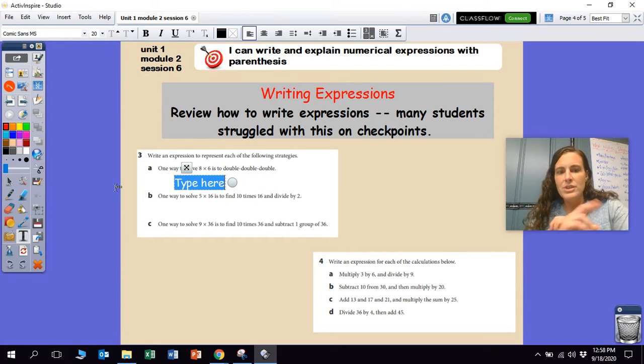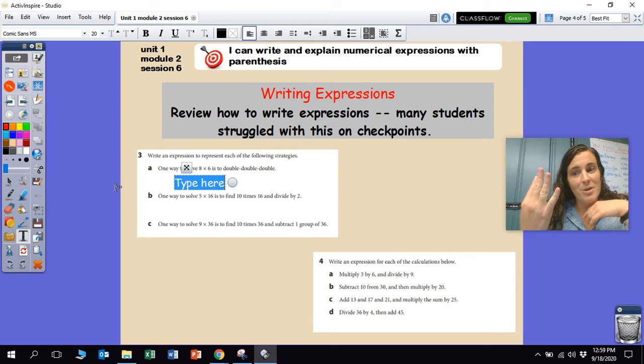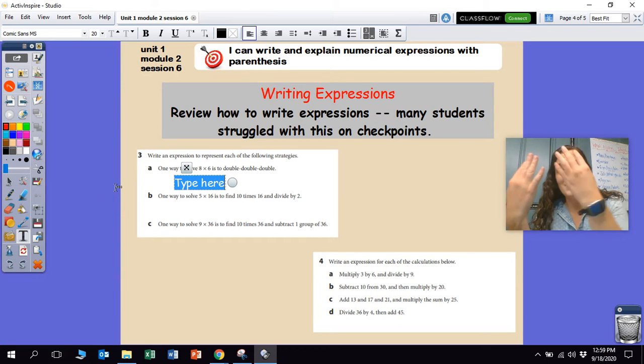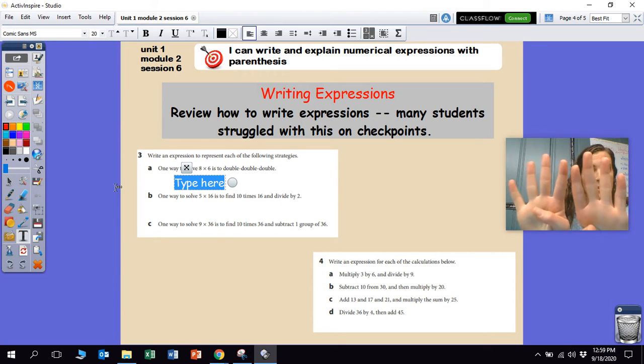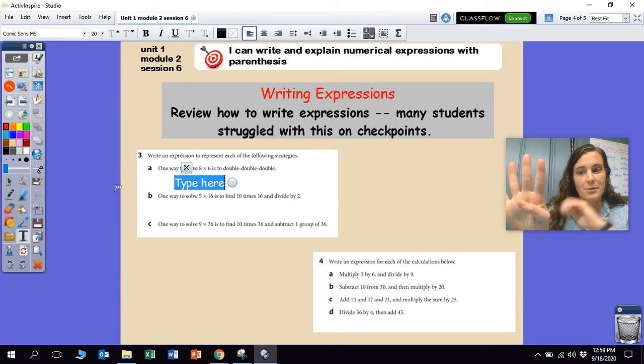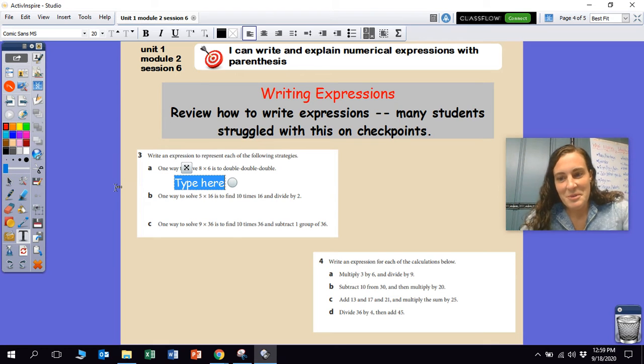So when we think about the double, double, double, it is because 8 can be doubled and then doubled again and then doubled again. Or essentially, 2 is a double. 2 times 2 is 4. There's your double, double. 4 times 2 is 8. Double, double, double. So that's what we're meaning when we say that.